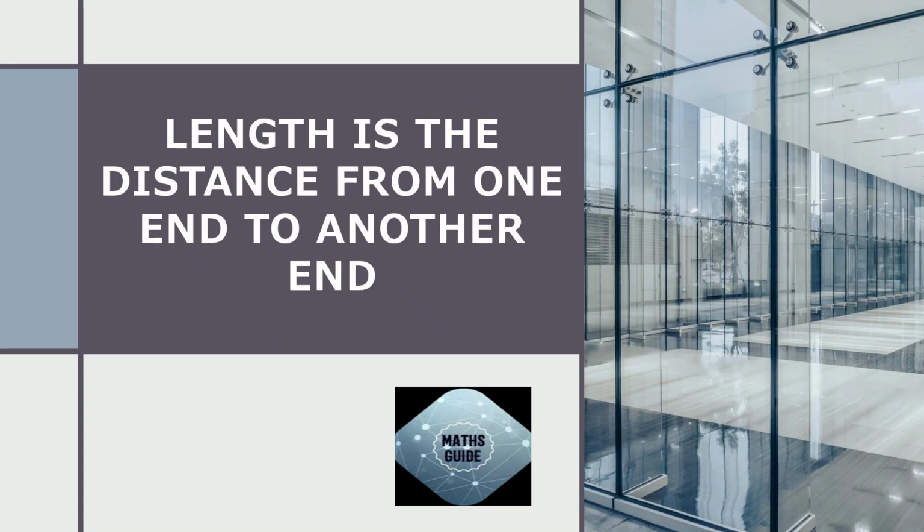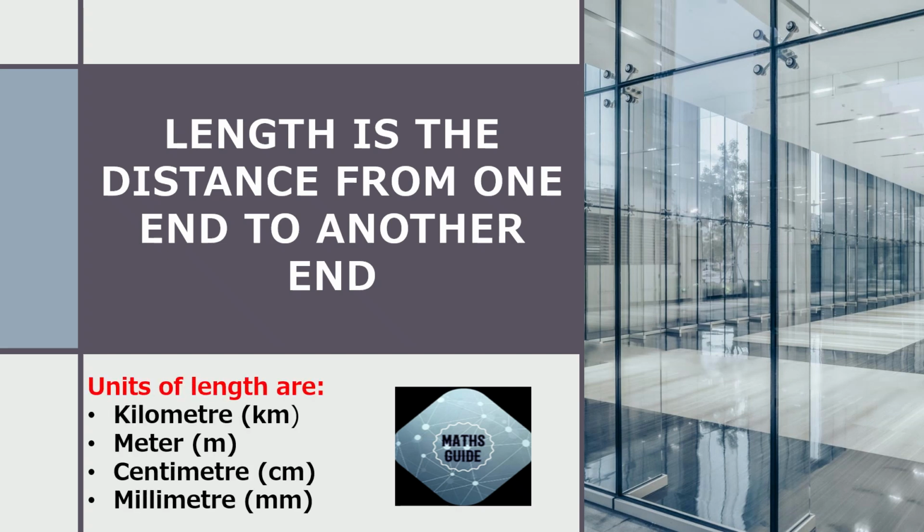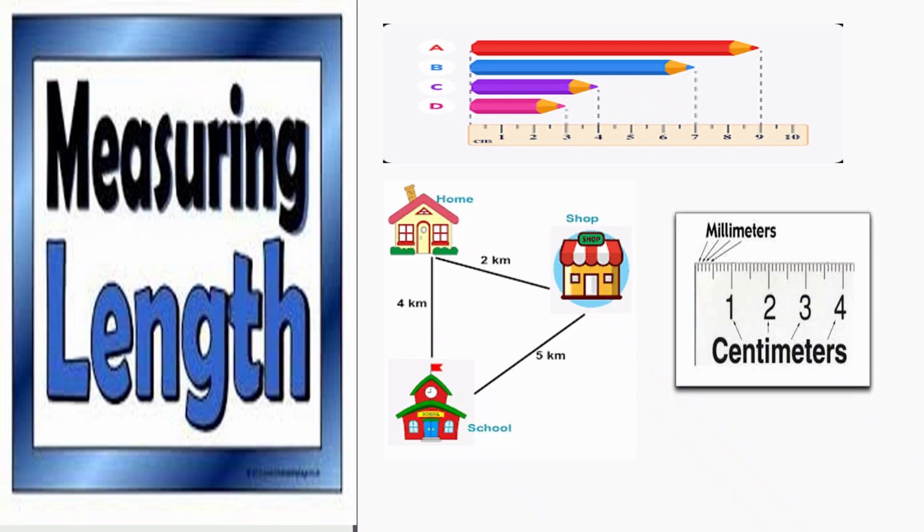Length is actually the distance from one end to another end. We use different units to measure the length. Units of length are different measurements we use to describe how long something is. These units are kilometers, meters, centimeters, and millimeters. We use different units to measure the length of different objects or to find out the distance between different places.